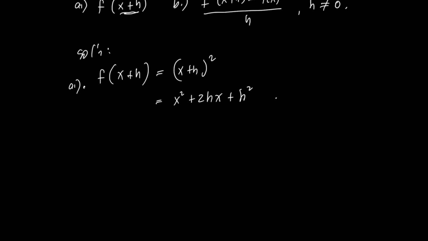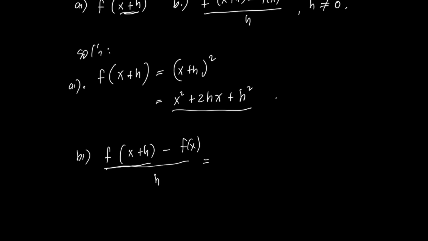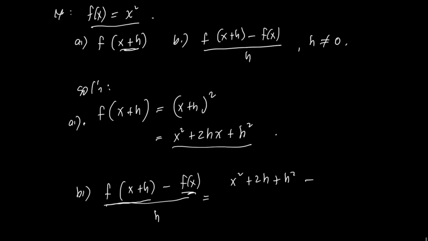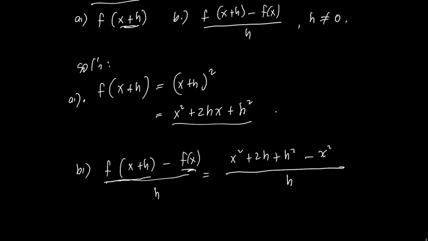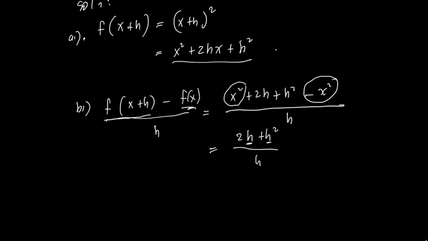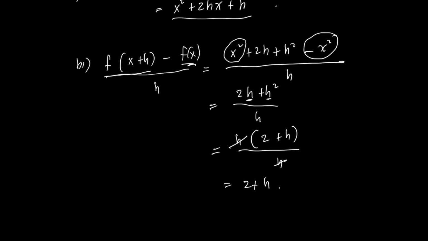So you're done. Then the second one, letter b, f of x plus h minus f of x over h. Take note, the f of x plus h is our letter a, so you can just write this as x squared plus 2hx plus h squared. Now take note, the f of x is our original function, x squared, over h. So x squared minus x squared is 0. You remain with 2hx plus h squared over h. Take note, you can factor out h, so we have h times 2x plus h over h. Then you can cancel out h, so this is 2x plus h. And you're done.